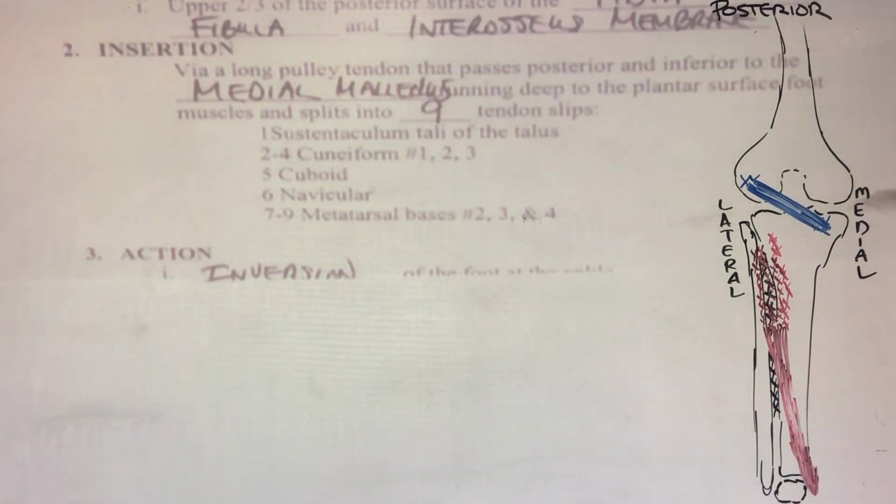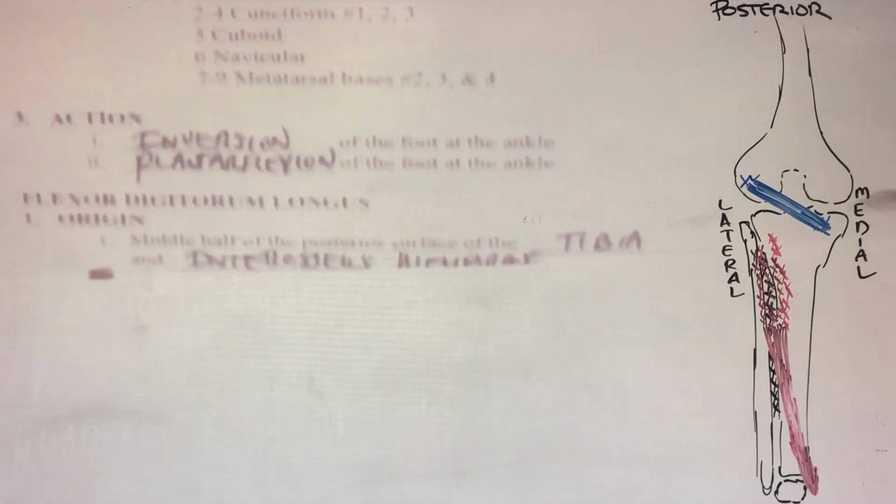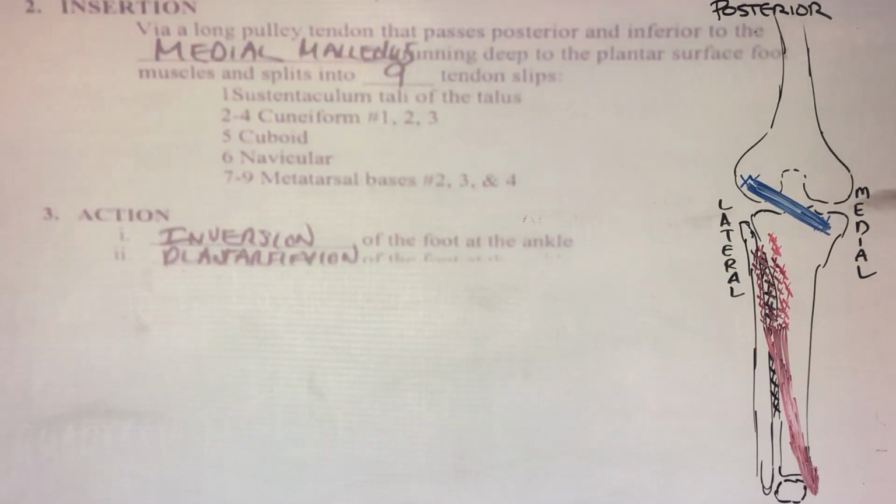That's not good enough. All right, that won't show it. Okay, so that's a tibialis posterior. All right, next one. Oh, sorry, action.